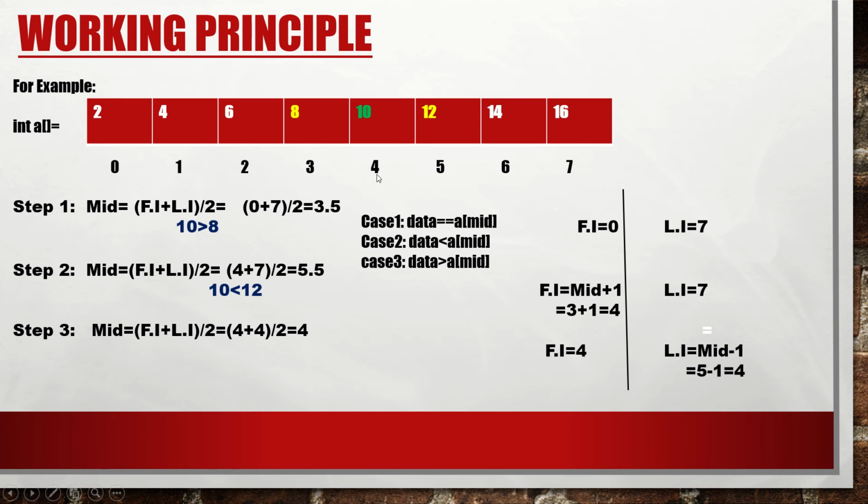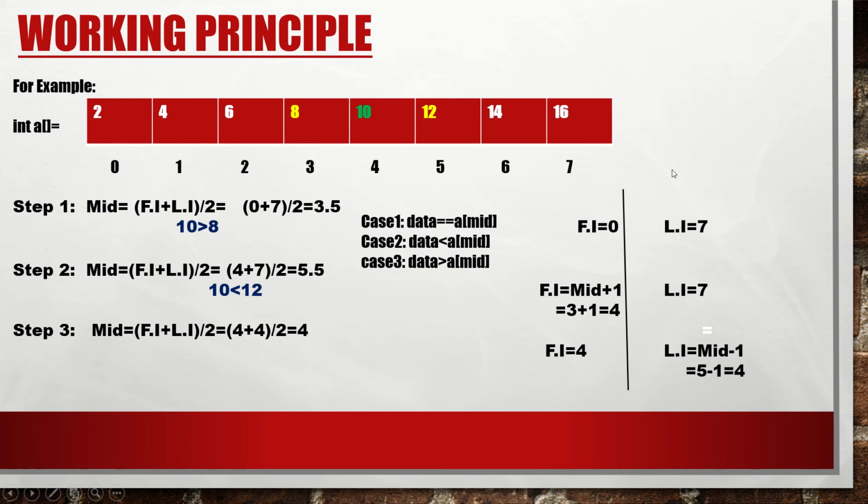So as long as the first index is less than the last index, we'll continue the search. But if the first index is greater than the last index, it indicates element is not in an array list. Okay, so this is how the working principle.